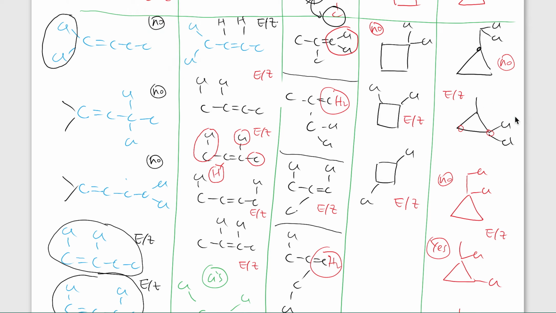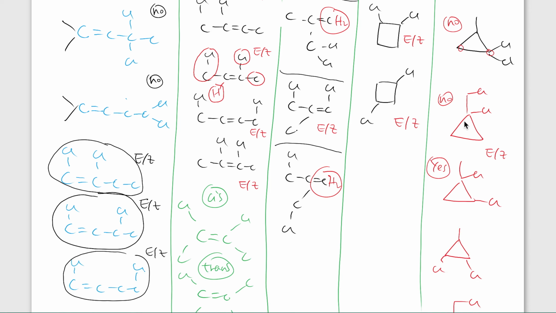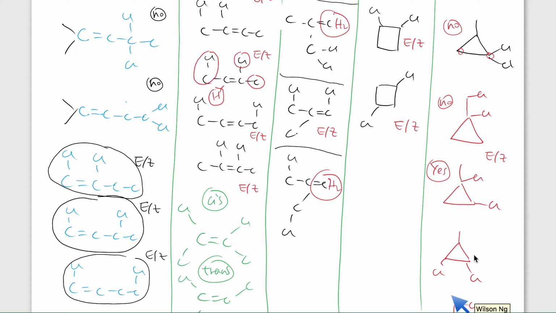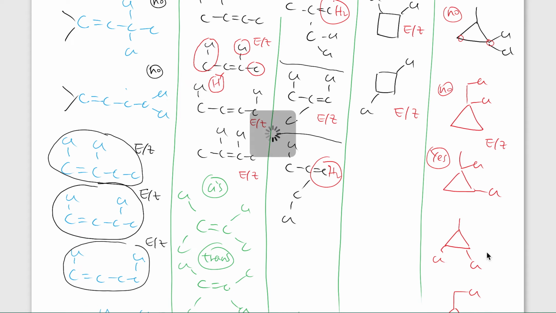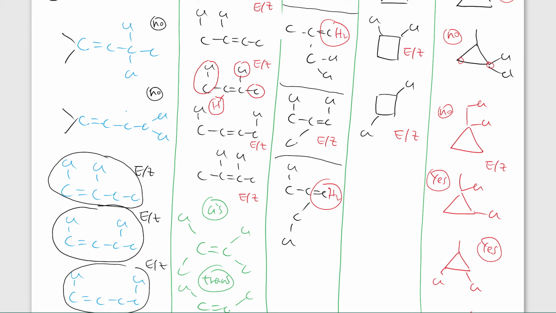This one you can't, because again it's symmetrical about the plane, so you can't have a geometric isomer. I will illustrate this in a second. This one is no. And then the last one here, you can, yes. You can have the two chlorine both pointing up or the two chlorine both pointing down. I'm just going to quickly explain this one and this one, why those two can have geometric isomers and another one can't. And then that's all.